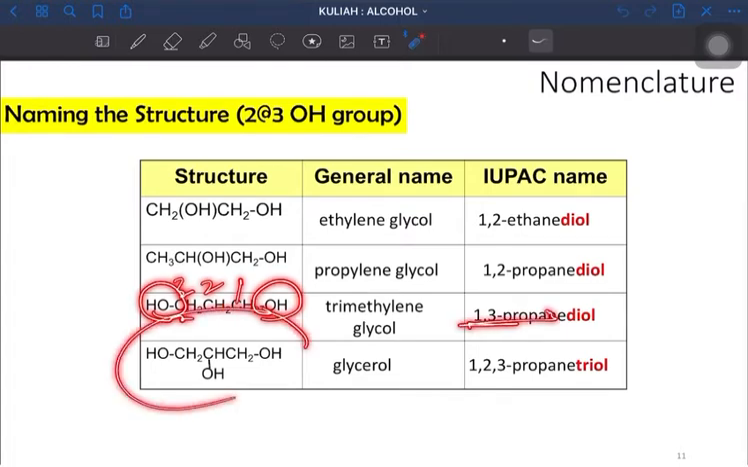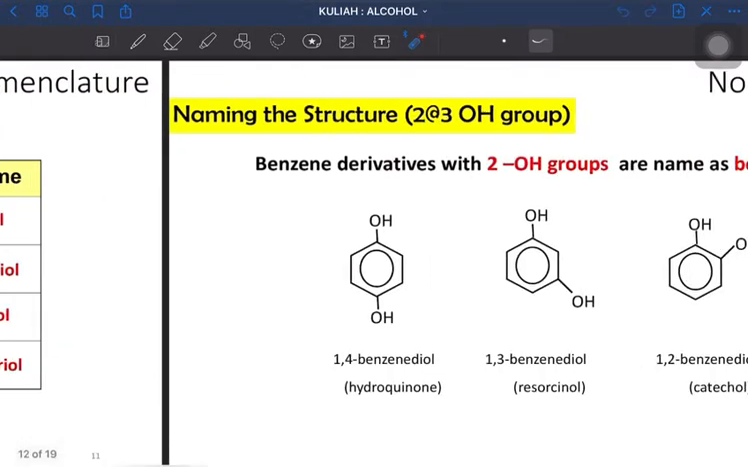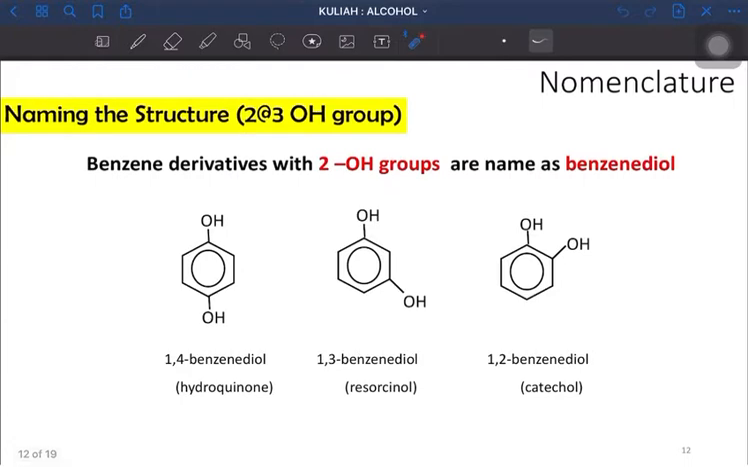And then this one here we have 1, 2, 3. Okay, so ni propane triol. So 1,2,3 propane triol. Okay, so ada 3 OH group attached pada carbon. So, itu kalau yang kita tengok yang aliphatic structure.